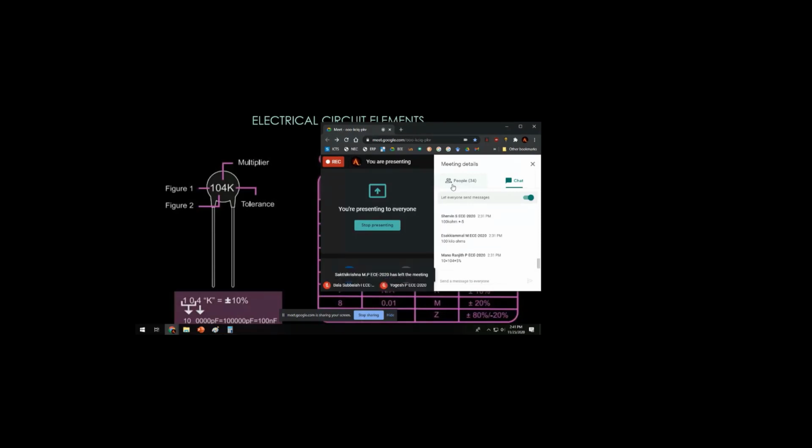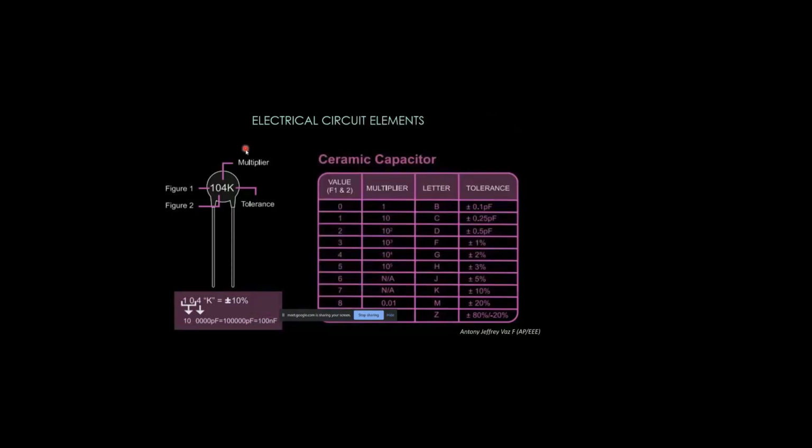Students, can you understand capacitance? Yes, sir. Okay, let's move to the next topic: measuring the value of capacitance.